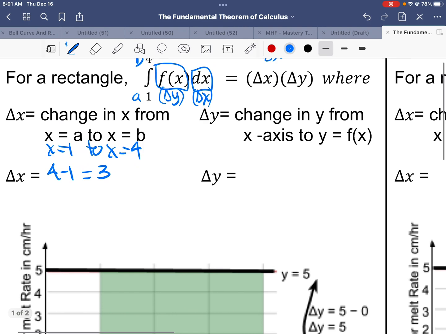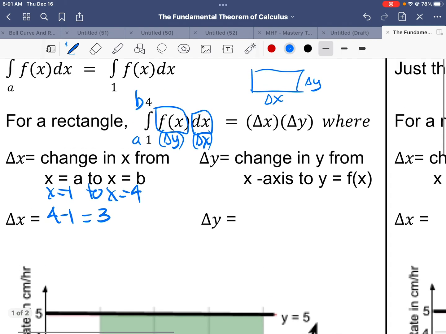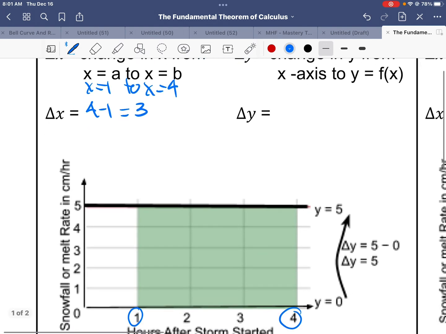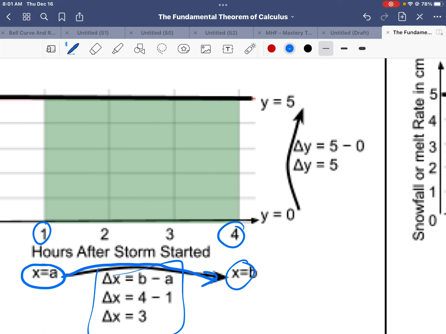Okay, then we look at delta y. Well, what does delta y do? If you notice, the notation tells us which direction to go on the x-axis, from 1 to 4. It doesn't tell us what direction to go on the y-axis. So we have a convention. The convention is the sign and value of delta y is based on the distance from the x-axis, which is y equals 0, to wherever the function is. So we always start at y equals 0. In this case, I'm going from y equals 0 all the way up to the function. The function is y equals 5. So delta y is just 5 minus 0, or 5.